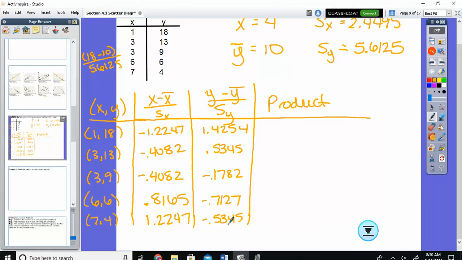Everybody understand how I have filled out my table so far? I'm kind of confused. Okay. So for this one, for instance, you take the y value. So the y value here was 13 minus the mean of our y's, which was 10, divided by the standard deviation of y. So y was 6. And so really all you're doing as you go down this table is changing that y value to be the y value of those ordered pairs.